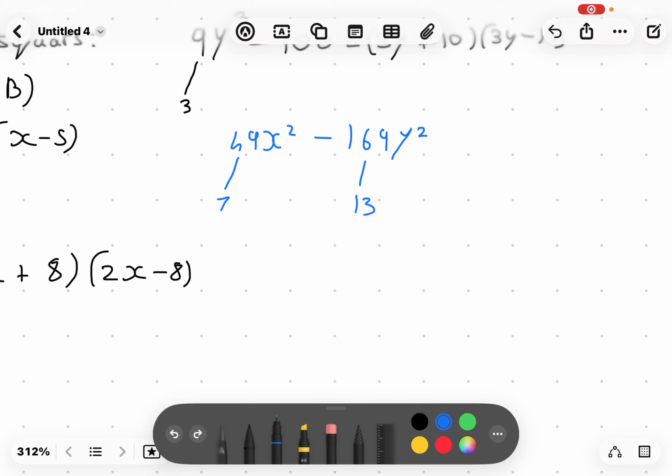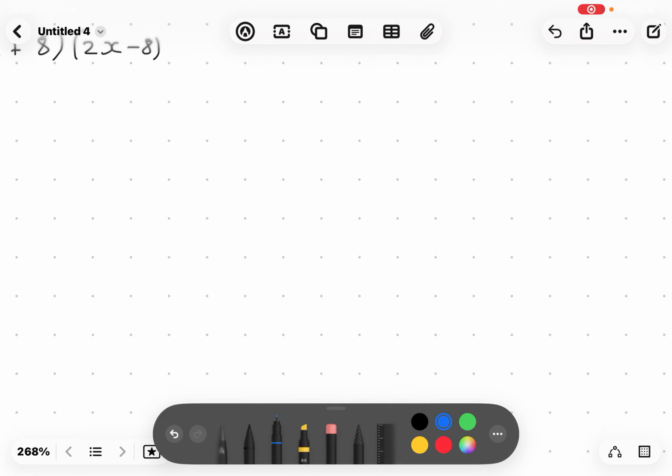Over here it's just going to be x, and over here it's just going to be y. So 7x plus 13y, and then over here 7x negative 13y. So that's what it is for this.